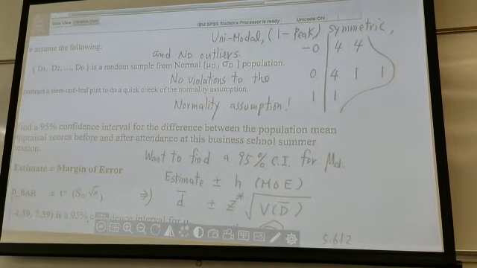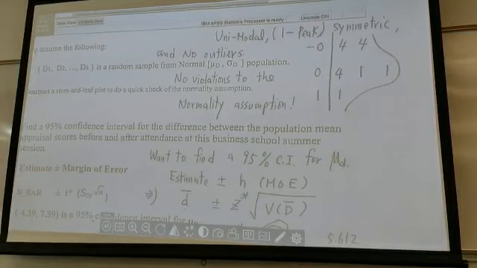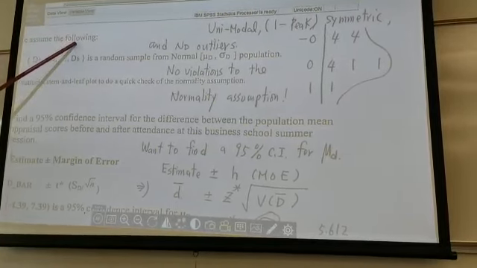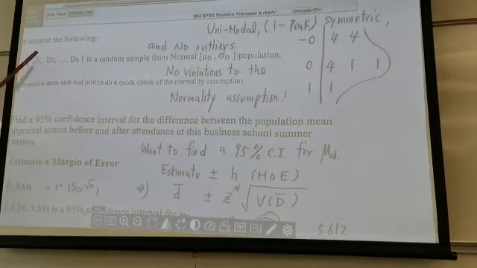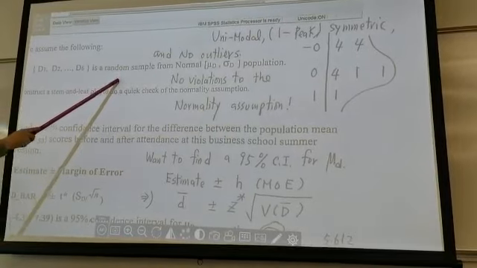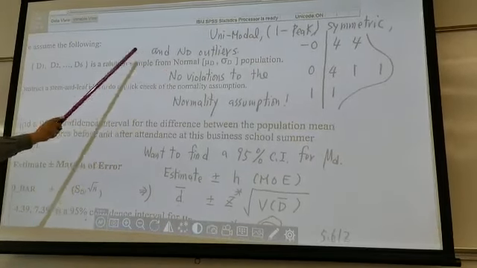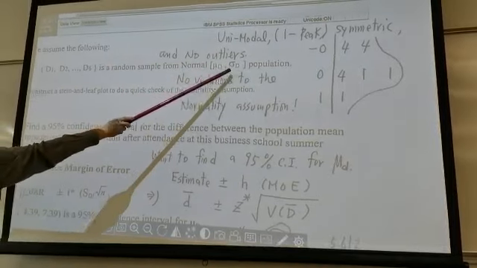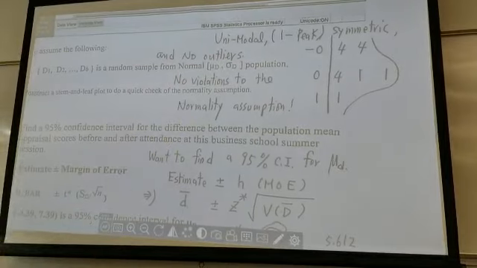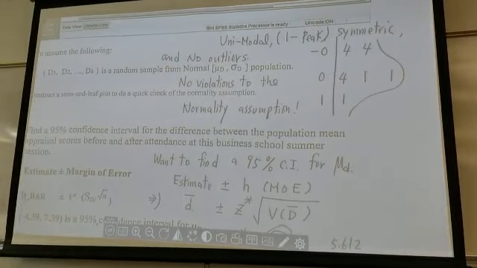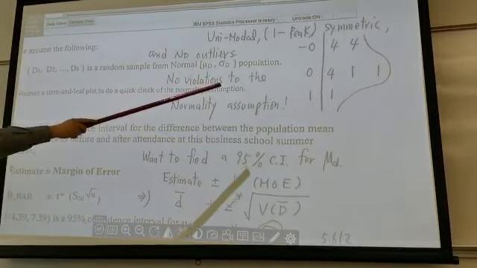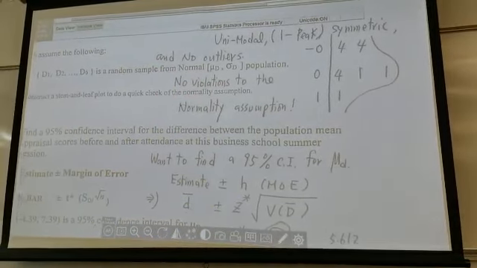After looking at the key observation, we can safely assume the following. D1, D2 up to D6 is a random sample, or you say a simple random sample, from a normal population with mu d and sigma d. Both mu d and sigma d, in real life applications, we don't know. They are unknown. Okay?